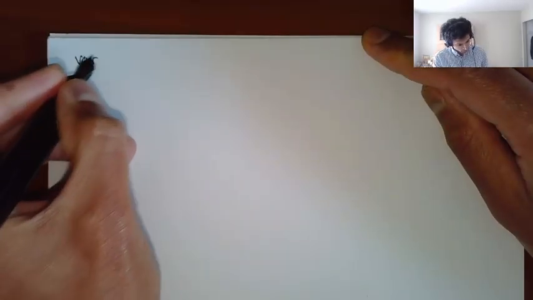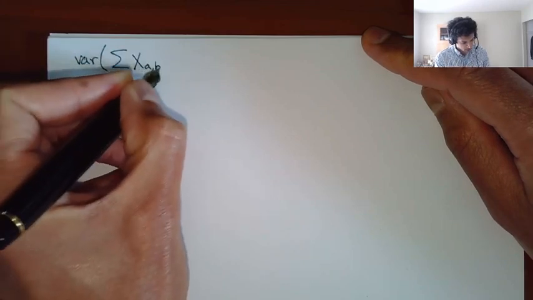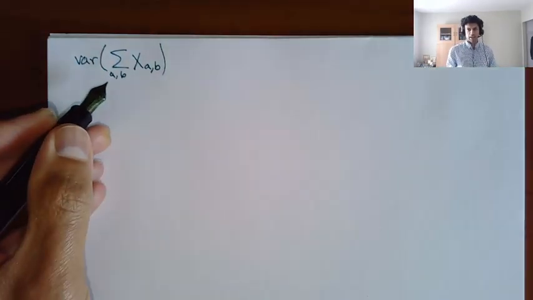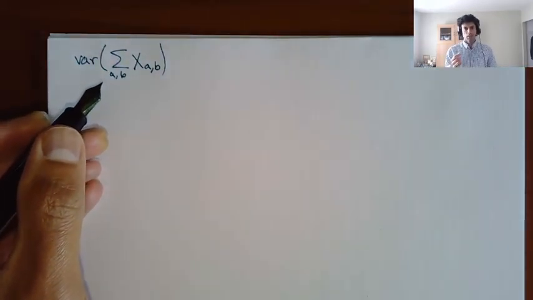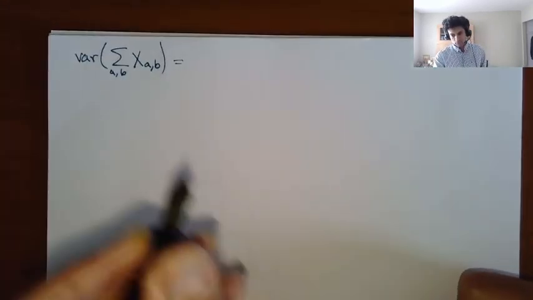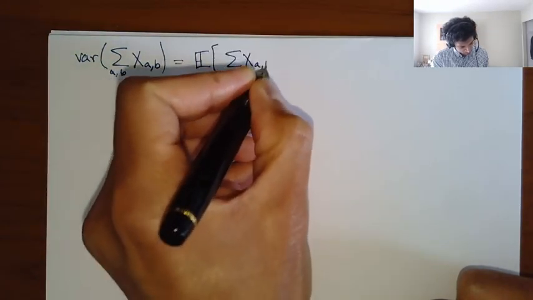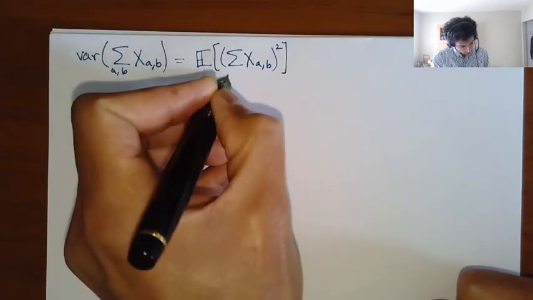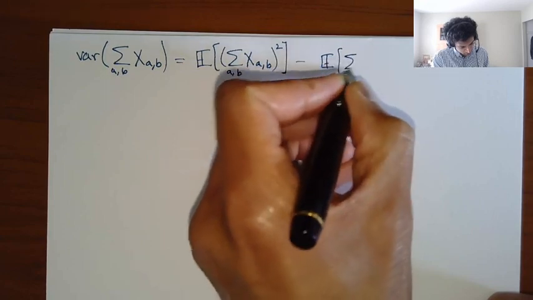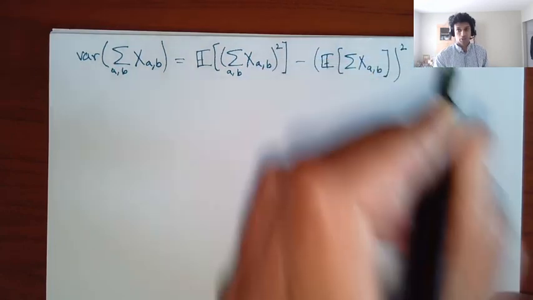Okay, so we have the variance of the summation over a comma b of xab. I'm not going to write this out in full detail. This is again over all pairs, so a is less than b, and a and b go from 1 to s, which is the total number of samples. So let us write this out. This is the expectation of the summation of xab, squared, minus the expectation of the summation of xab, where the expectation is squared.